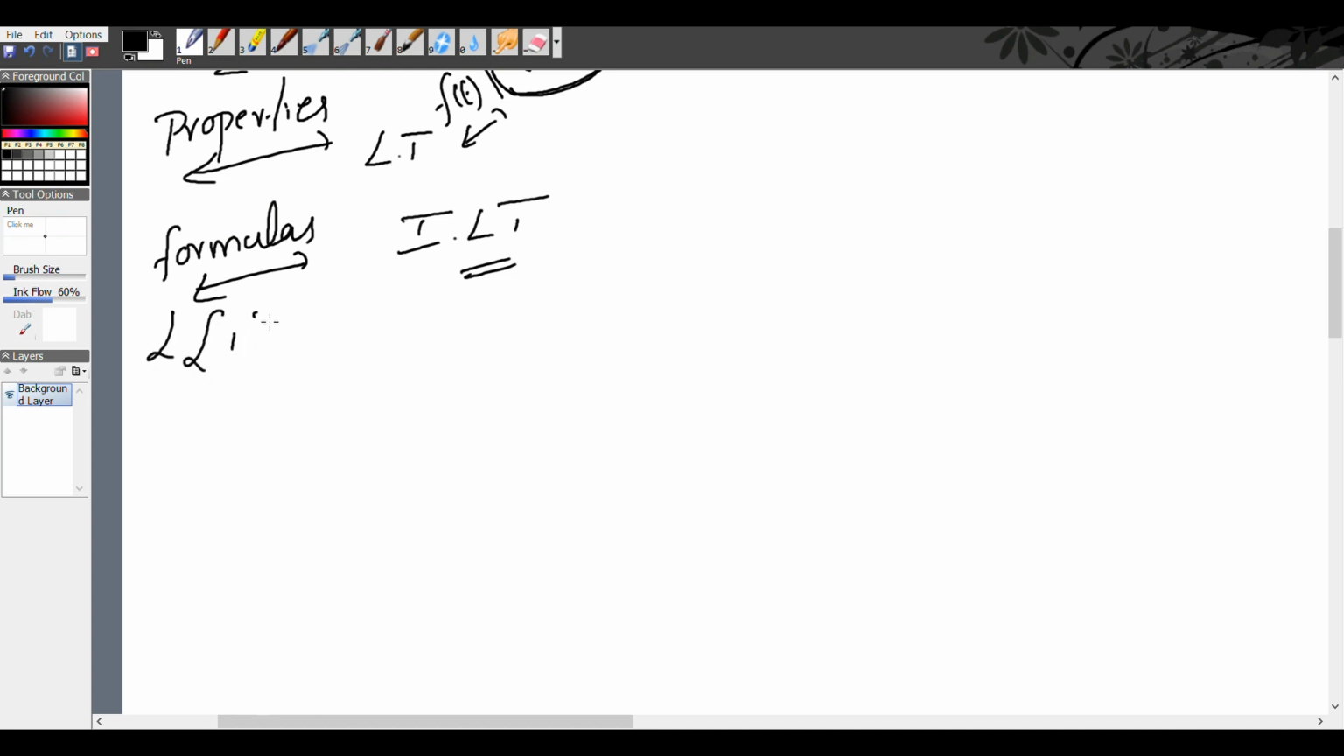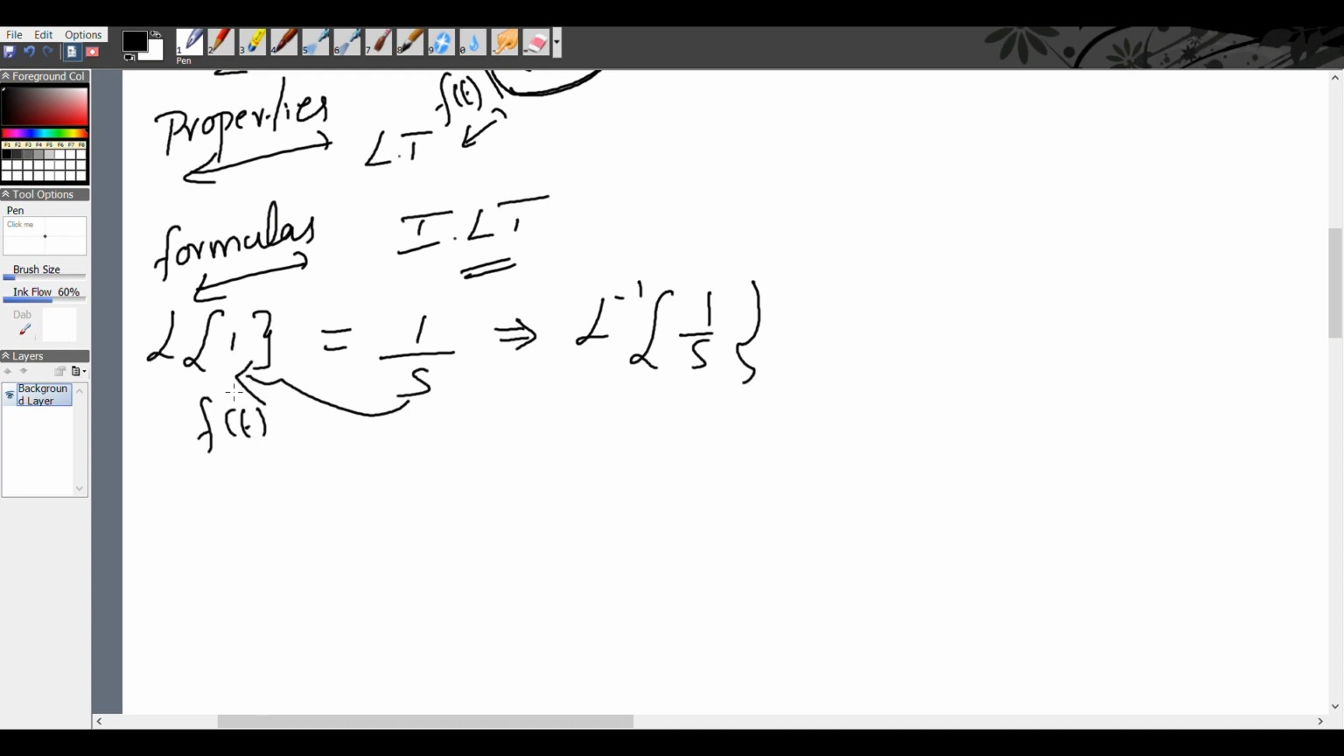We have studied the Laplace transform of 1 as 1 by s. Laplace transform of 1 is nothing but 1 by s. So, as I told, we take L inverse of this 1 by s, because we would like to get back the original data. Original data is 1. So what we do, we apply Laplace inverse, and we call it the inverse Laplace transform. This is nothing but 1. Okay, so this is the first important formula.